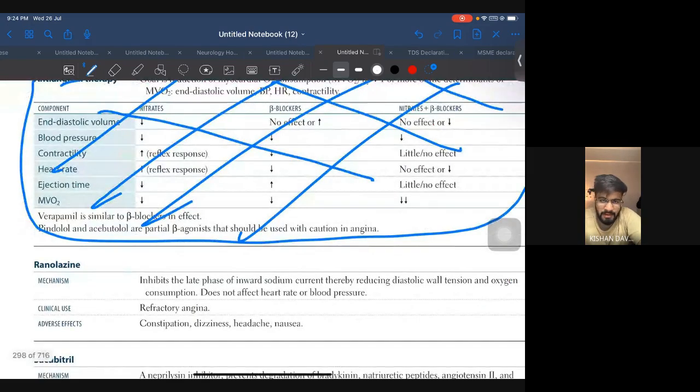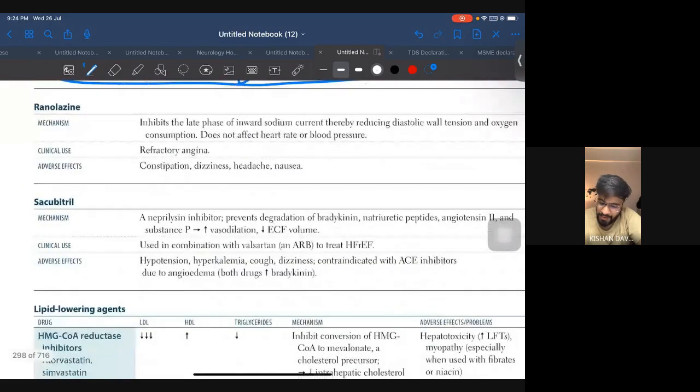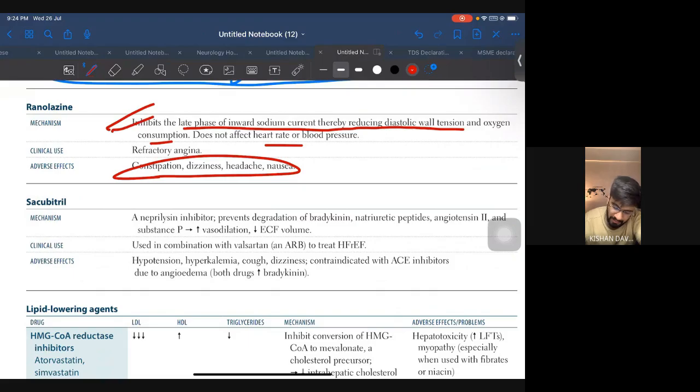This is just about high yield stuff. ये आपको step 2 CK में बहुत आएगा. But in step 1 they haven't focused much more. Okay. So 2-3 points you can remember. Coming to ranolazine. Ranolazine inhibits the late phase of inward sodium current, thereby reducing diastolic wall tension and oxygen consumption. Does not affect heart rate or blood pressure. That's it. Mechanism याद रखना.